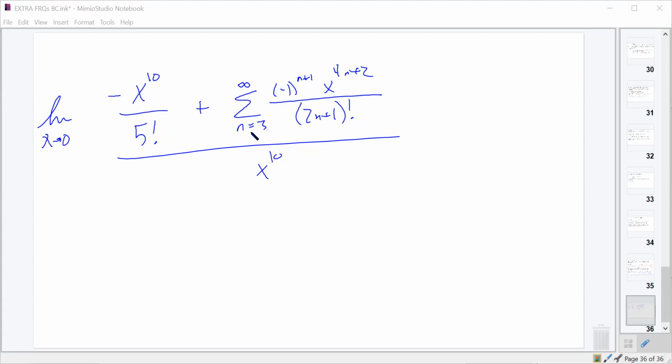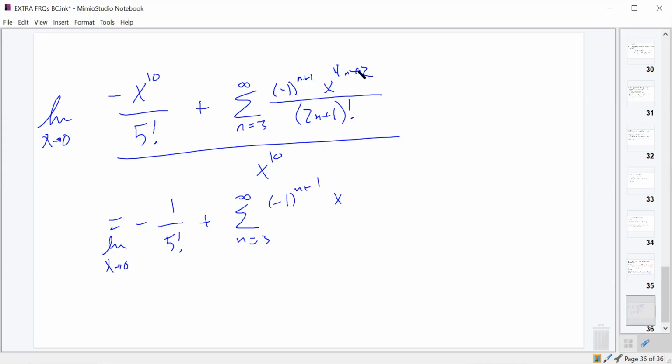So now we're looking at this, and what does this give us here? The negative x to the 10th over the 5 factorial divided by the x to the 10th ought to just be negative 1 over 5 factorial. And then plus, if I throw in the divided by x to the 10th to all of this, this becomes the series from n equals 3 to infinity, limit as x approaches 0, of negative 1 to the n plus 1 times x to the, well, 4n plus 2 over x to the 10, which ought to be 4n minus 8, and then still over 2n plus 1 factorial.